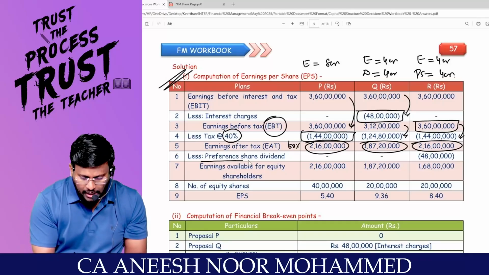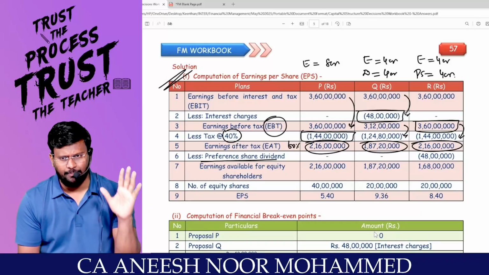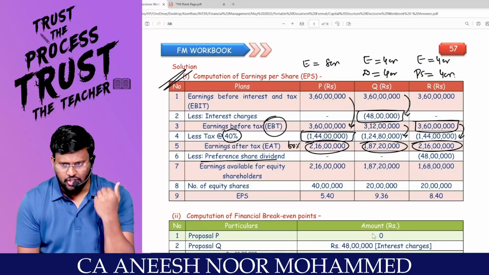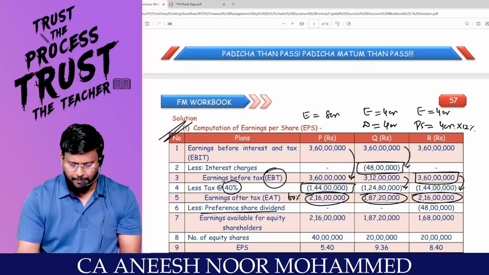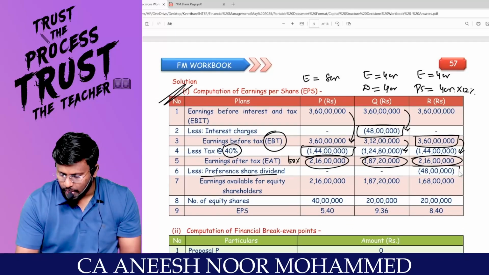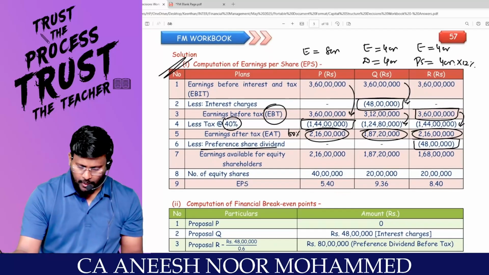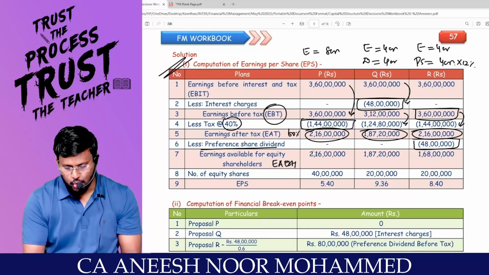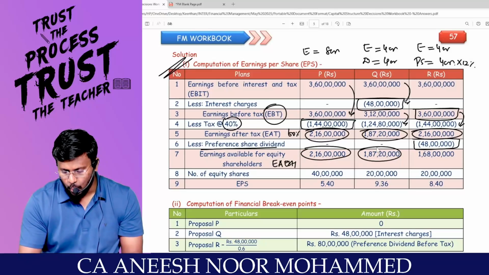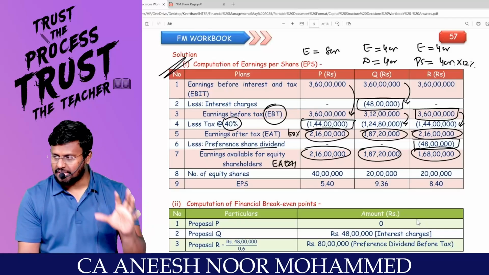Less dividend. In option number 1, there is no preference share capital at all. In option number 2, there is no preference share capital at all. But in option number 3, for this 4 crore, you are liable to pay the same 48 lakhs as the preference dividend. Mathematically it should be the same. So you will get earnings available to the equity shareholders: 2 crore 16 lakhs, 1 crore 87 lakh 20,000, 1 crore 68 lakhs. Comfortable?